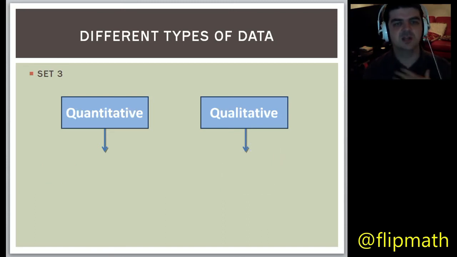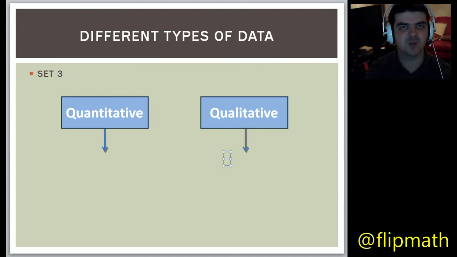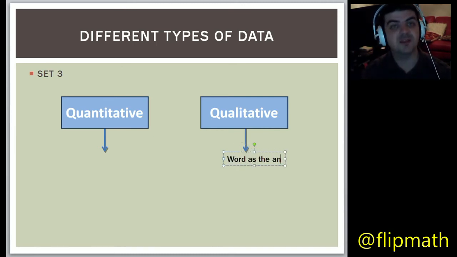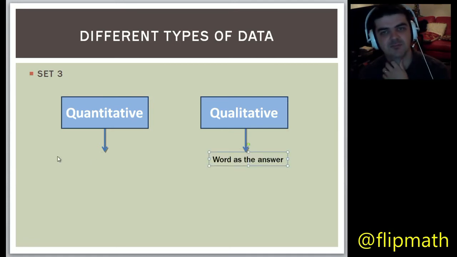Last one, last set, is quantitative and qualitative. Right, so I'll start with qualitative. It's usually a word. So qualitative data is, if I ask you a question, something like, what's your favorite pizza topping? And you would say pepperoni. There's no number in that. Nothing to do with that.